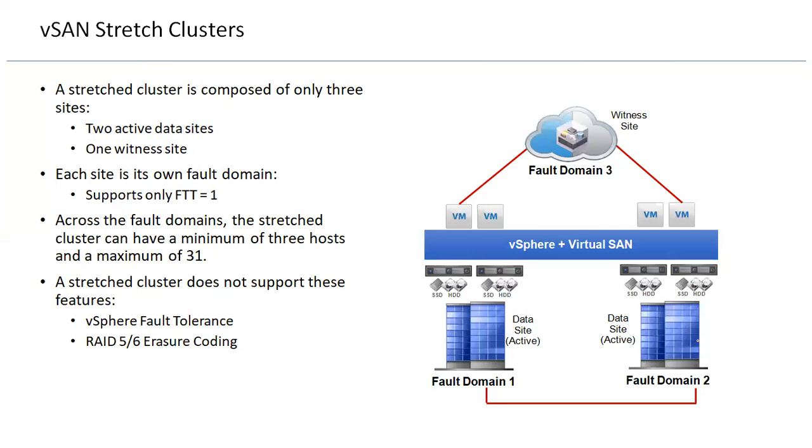Then the vSAN stretch cluster. When we say vSAN stretch cluster, the main thing here, and I don't want to explain much about it, is that one vSAN cluster is stretched across two nearby availability zones.